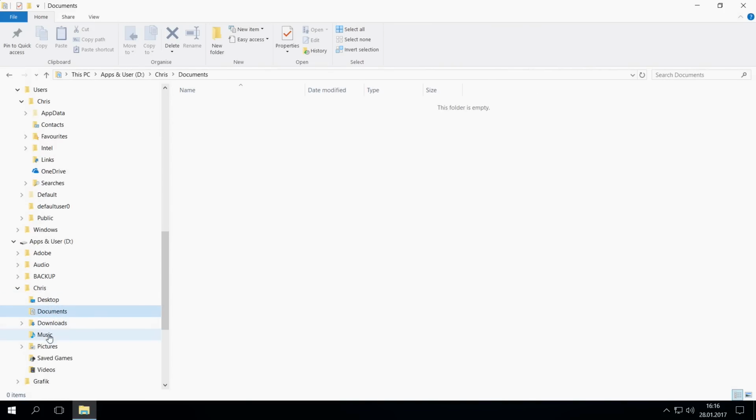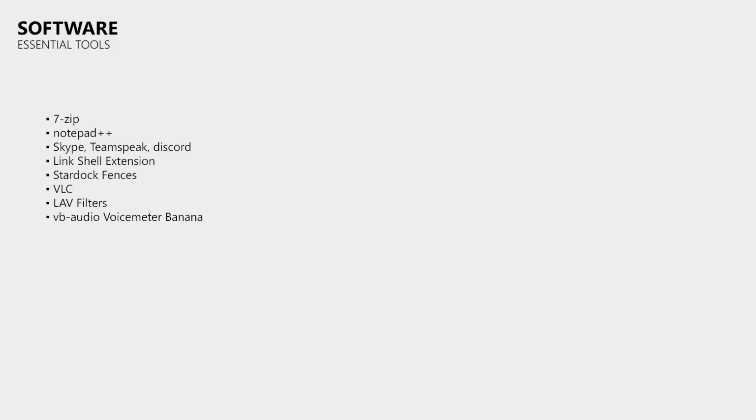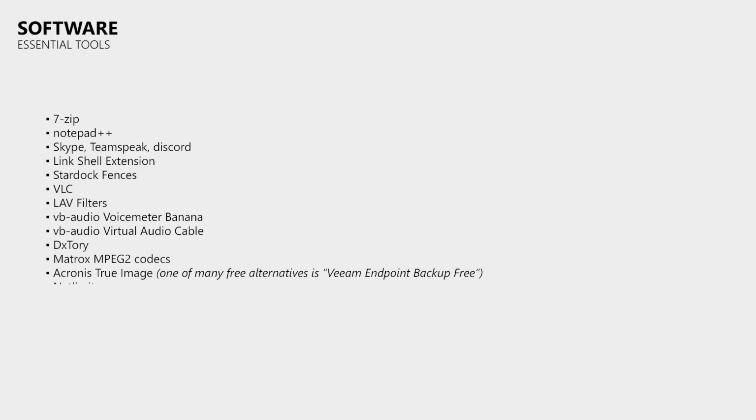Once that is done, I will begin to install my essential tools. That's 7-Zip to extract all kinds of archives, Notepad++, which is great when you need to edit INI or config files, Skype, TeamSpeak and Discord, the Link Shell Extension, which I will talk about later in this video, Fences from Stardock to keep the desktop organized, VLC as an all-round media player, the LAV DirectShow filters, which do not only allow the Windows Media Player to play more videos using different codecs, but also allow other applications like Adobe Premiere or Sony Vegas to edit videos that use maybe a bit more exotic codecs.